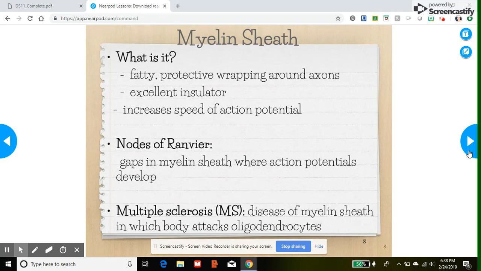And then, like I said, MS is where the myelin sheath is disintegrating, and it ends up attacking a very specific type of glial cell called an oligodendrocyte. And we'll talk about those here in just a second.